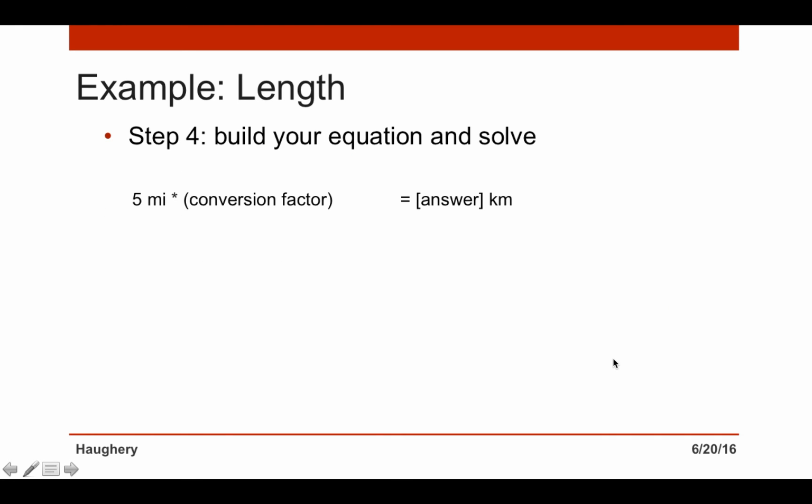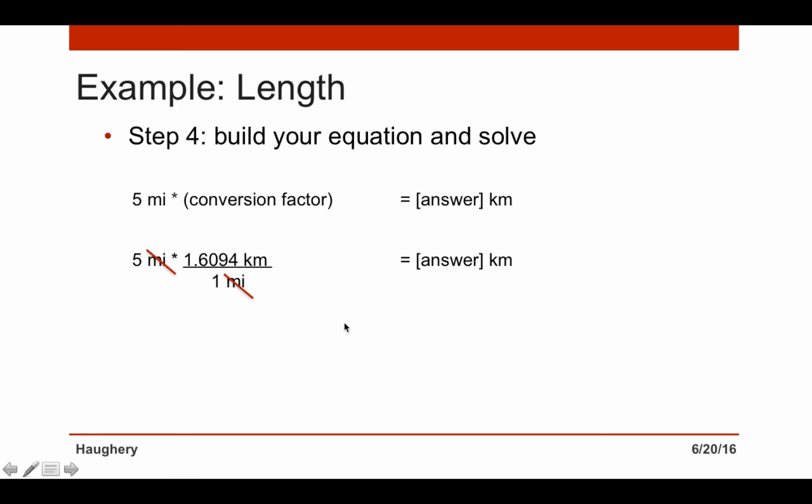And then we build our equation. So we say we have 5 miles, times the conversion factor equals our answer in kilometers, right? So this is just a simplified version of the equation. We have to fill in some of this unknown stuff here. We have our conversion factor being, and we chose kilometers over miles, equals, and then we'll punch it in the calculator and get the answer in kilometers.